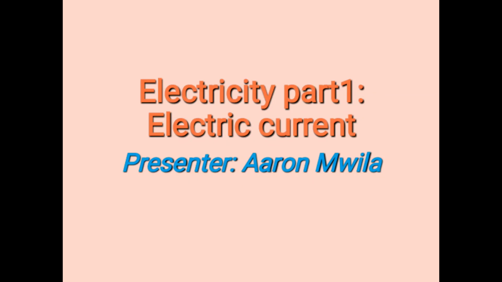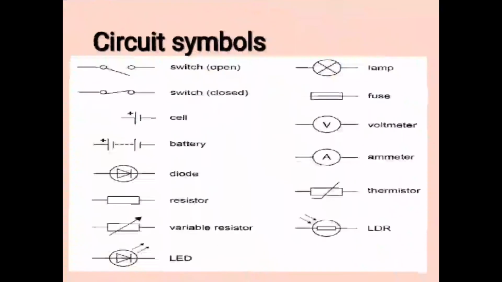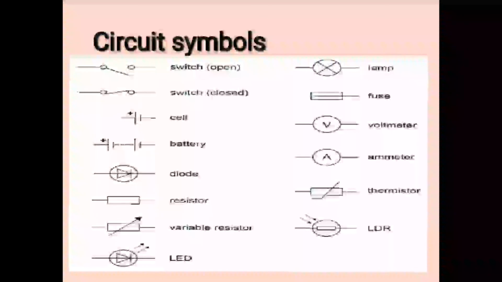In this lesson, we're going to look at electric current, and this is our part one under electricity. When we're looking at electric current, there is firstly a need for us to understand what we call circuit symbols. These are simply symbols that we can use to represent a particular electrical component in a circuit diagram.